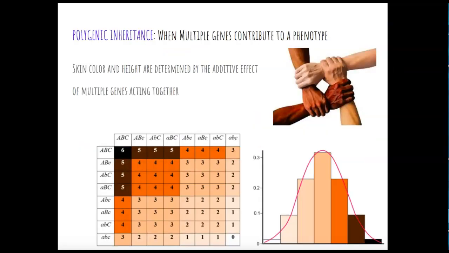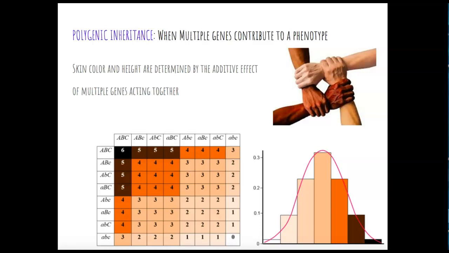Another type of potential inheritance is called polygenic inheritance, and this is when multiple genes contribute to a phenotype. So something like skin color or height are determined by an additive effect of polygenic inheritance, which just means that there are multiple genes that are acting together.